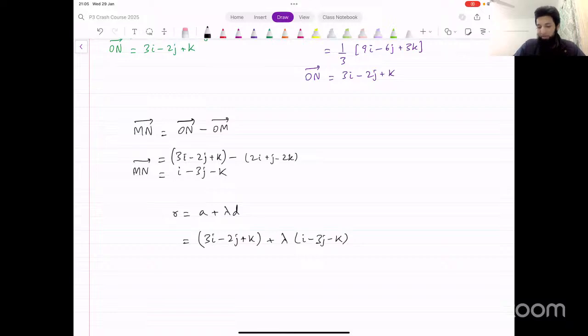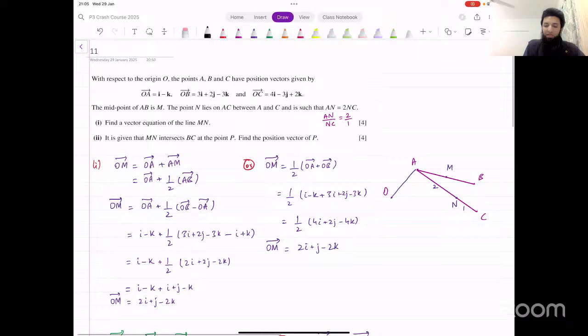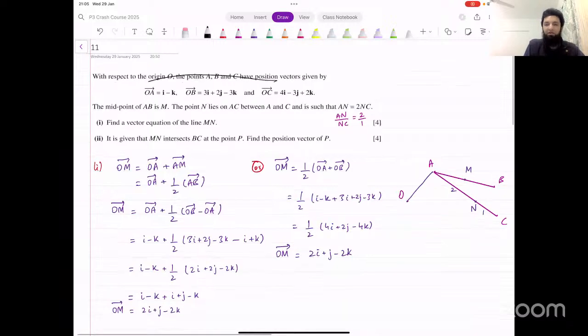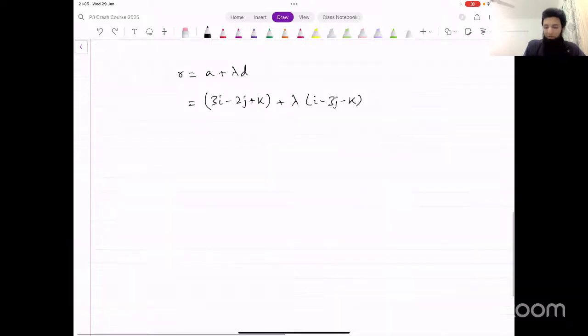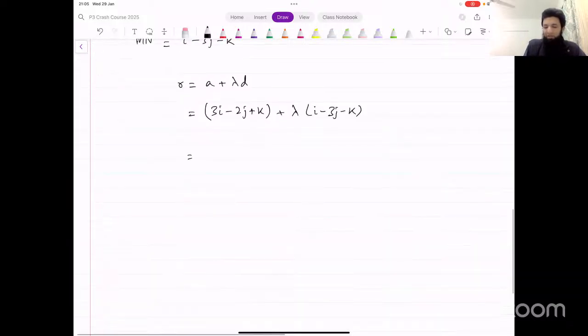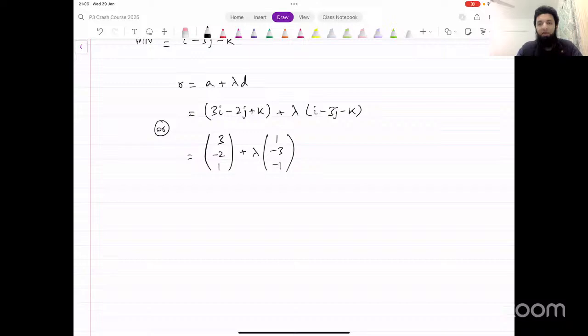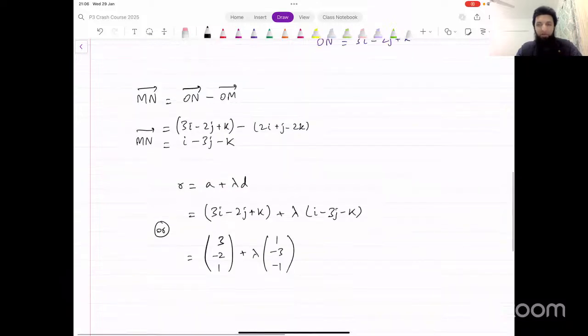You can write this in IJK form. That's preferred because in the question they have used IJK form. So in your final result as well, it's better to use IJK form. Or you could write it in column vector form as well. That's also going to be acceptable. You could also write this as 3, minus 2, 1 plus lambda times 1, minus 3 and minus 1. That's the equation of the line that we were looking for. And that's the final result from the first part.